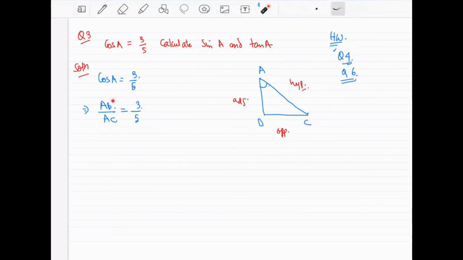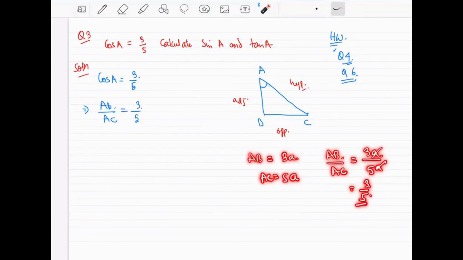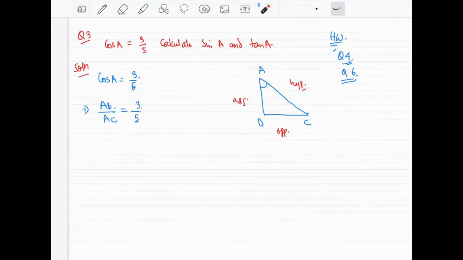Now we have got a ratio: AB by AC is equal to 3 by 5. Suppose AB is equal to 3a, AC is equal to 5a. Then what will be the value of AB by AC? It will be 3a by 5a. Cancel the a and a, we will get 3 by 5, right? So since this is given in terms of ratio, you can take AB as 3 multiplied with a constant, and AC also as 5 multiplied with a constant. So from here, we can take out two values. AB is equal to 3K, I'm writing K, constant K. And AC will be 5K.